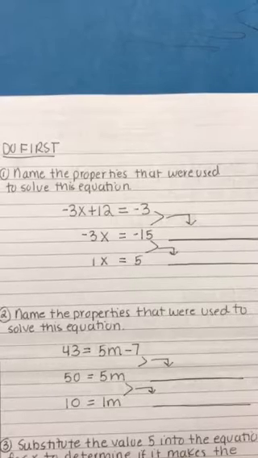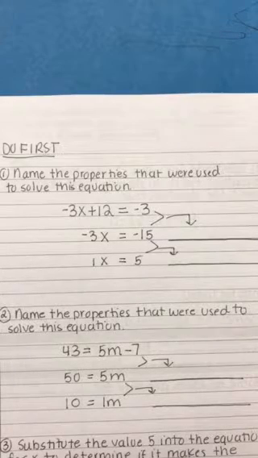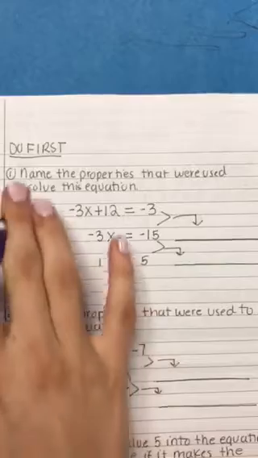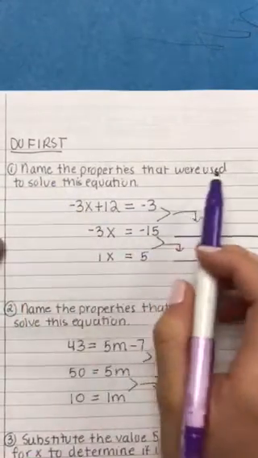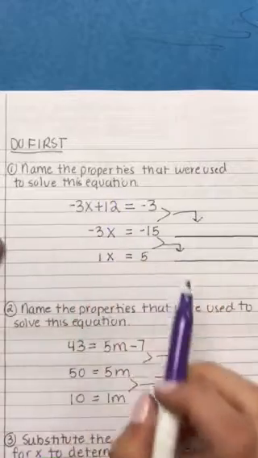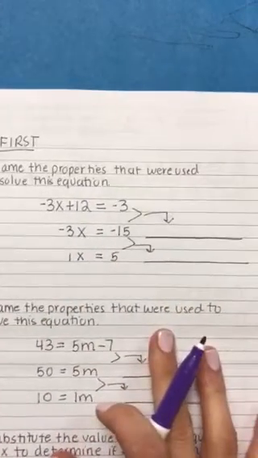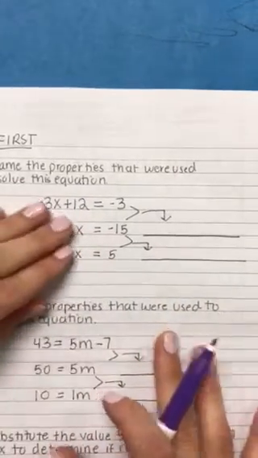Okay guys, we're starting to review for our test, which is on Tuesday. So I'm going to go over this first problem here, and then you're going to do the second. It says, name the properties that were used to solve this equation. So when you look at something like this, you're going to pretend like you're solving it normally.